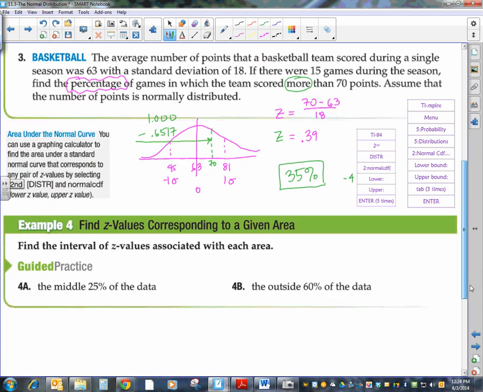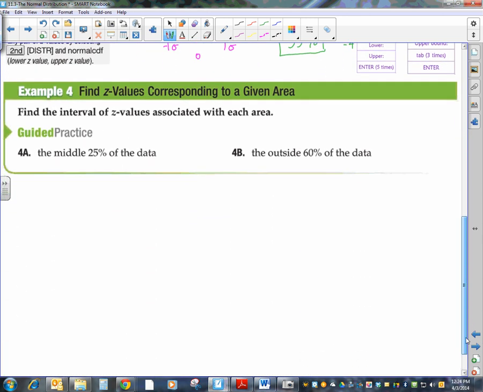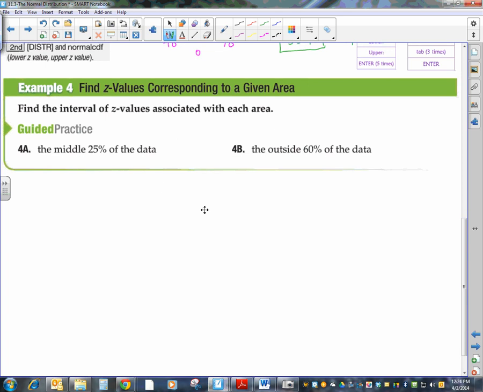Okay, with this next example, we're going backwards. This time they're giving us the percentage, and we're going to go find the z-values. So again, I'll show you how to do it on your table, and then I will give you the steps for doing it on a calculator. And then from then on, you can choose whichever one you want. On the day of the test, I will give you the z-chart if you do not know how to use your calculator to do it, or do not have one that can do it.